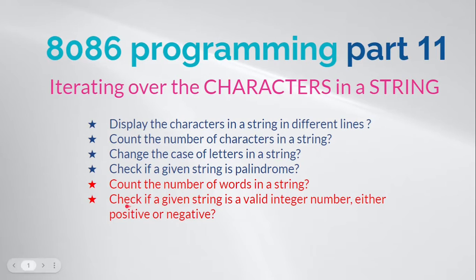Similarly, you might want to check if a given string represents a valid integer number or not, either positive or negative. See here, these two programs I'm writing in red color. It means that the logic you want to apply in each iteration for these two programs is slightly more complicated than the logic for the others. The other programs are very easy and straightforward.